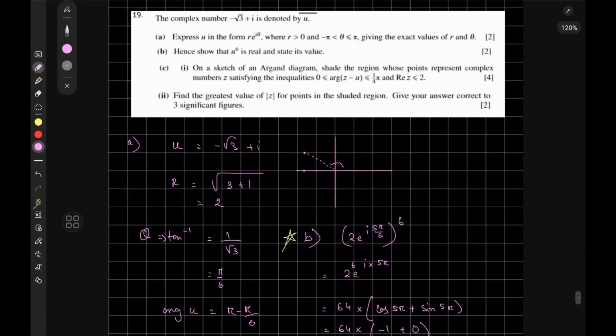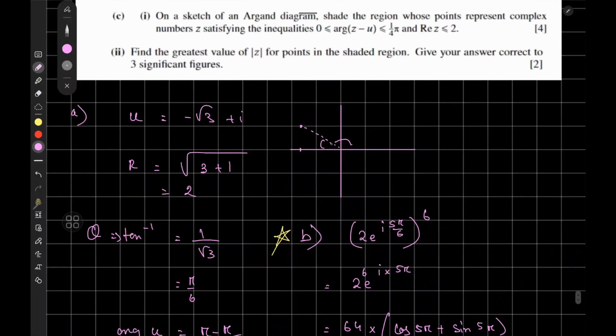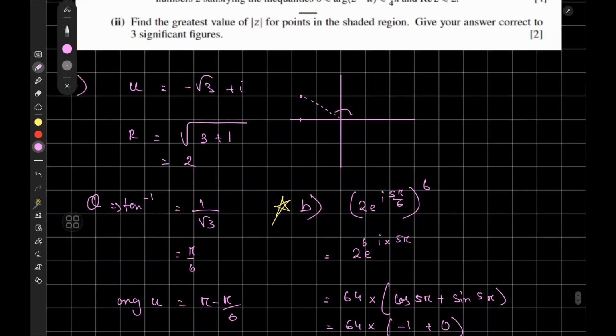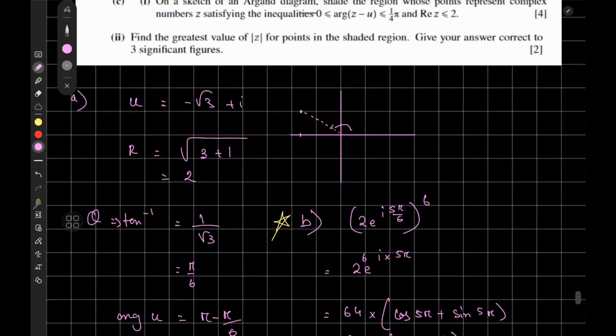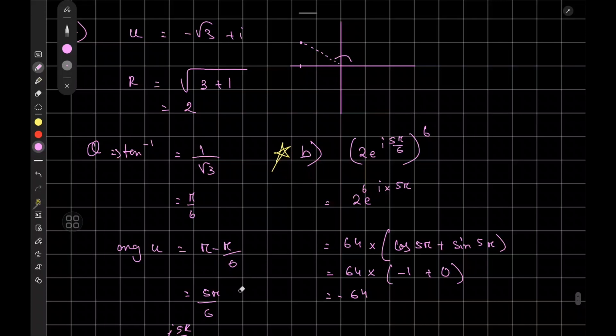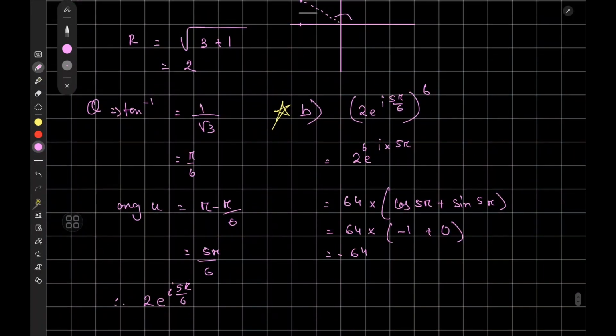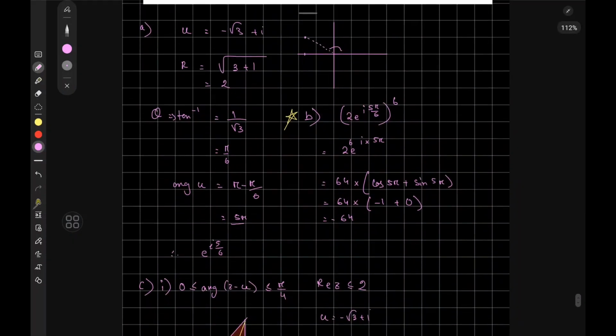How do you find the argument? First find out the theta, which is this. So tan theta is equal to opposite, which is 1, divided by adjacent, which is root 3. Now you get theta. Now this is not your argument. Your argument is supposed to be this much, which is pi minus theta, right? So pi minus pi by 6, you get the argument, which is 5 pi by 6. So this is your final answer, where 2e to the power i 5 pi by 6. That is your answer.